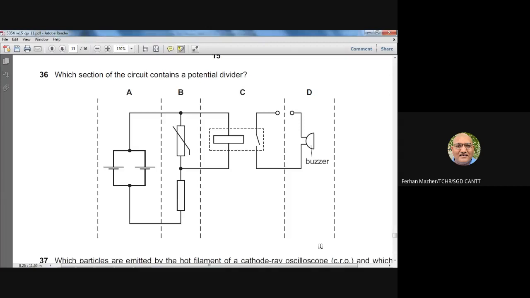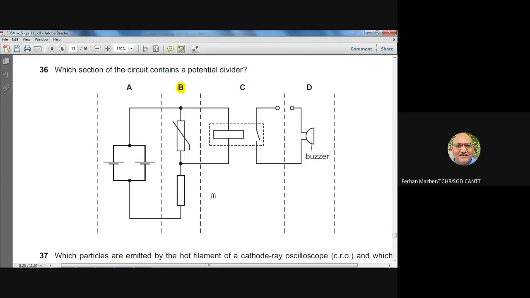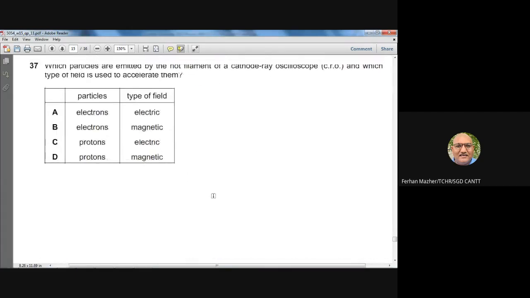So clearly the potential divider is here. B is the right option. The potential divider is in section B. There are two resistors which are connected in series with each other, and across one you have taken the V out. So B is the choice. The marking scheme is also saying B. I hope you have understood.